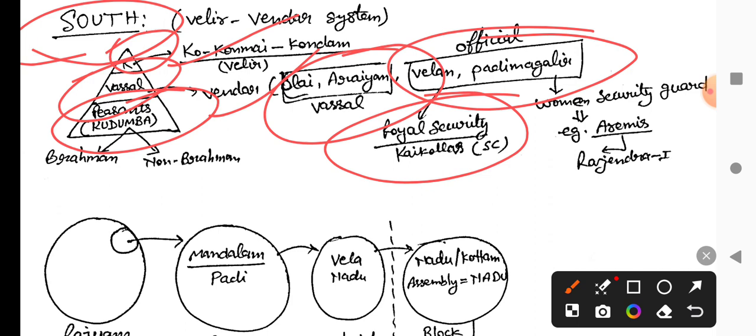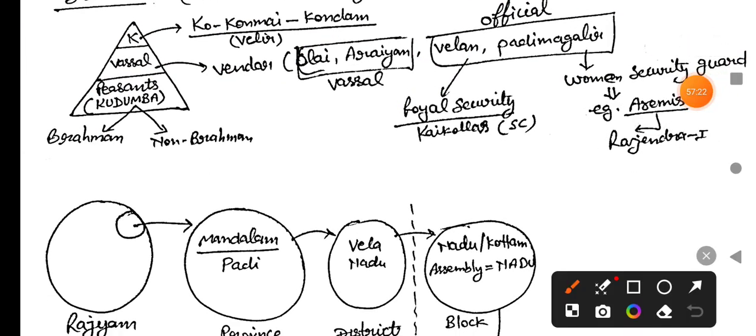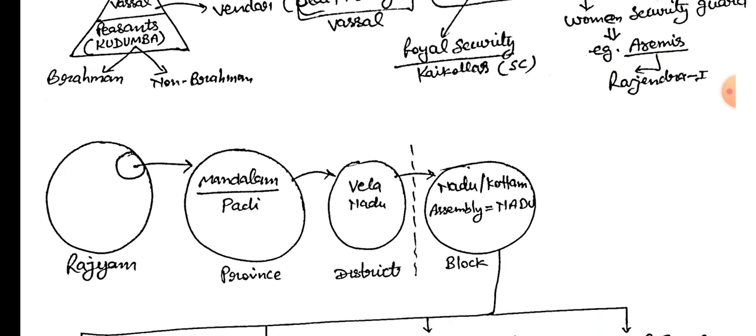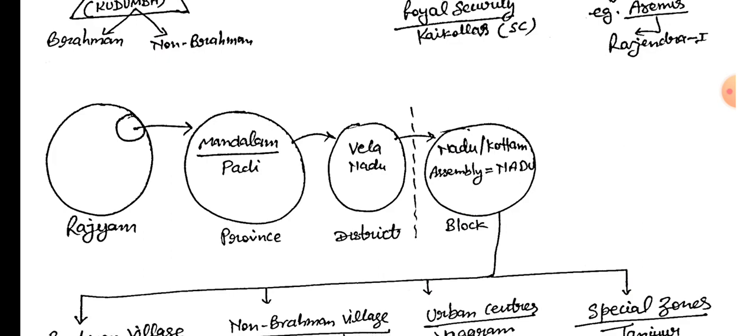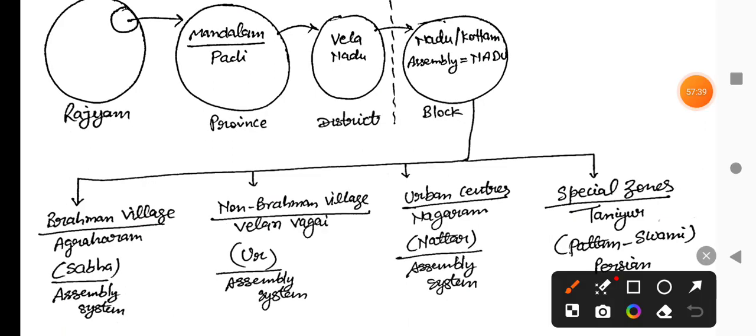This is a previous UPSC question in statement form. UPSC asked questions related to women security guards from South India. For example, the women security guards were Aramis, under the kingdom of Rajendra I. So you need to remember this.